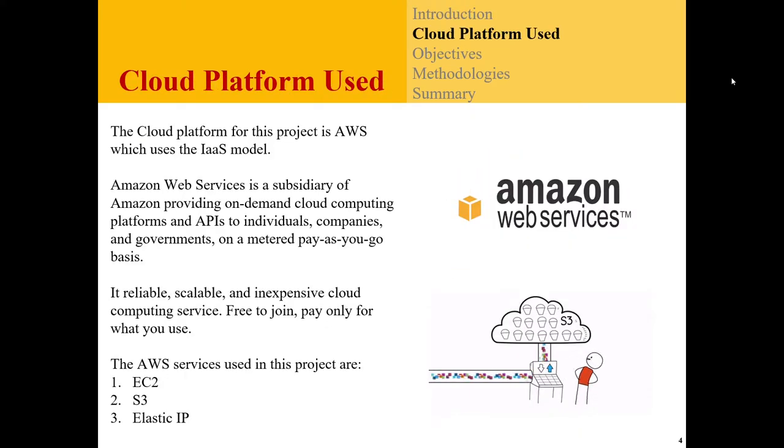The cloud service used to host this website is AWS. Amazon Web Services is a subsidiary of Amazon, providing on-demand cloud computing platforms and APIs to individuals, companies, and governments on a metered pay-as-you-go basis. It's a reliable, scalable, and inexpensive cloud computing service, free to join and pay only for what you use. The AWS services used in this project are EC2, S3, and Elastic IP.